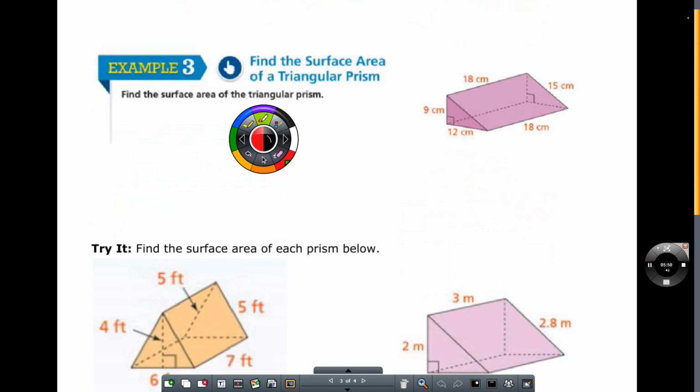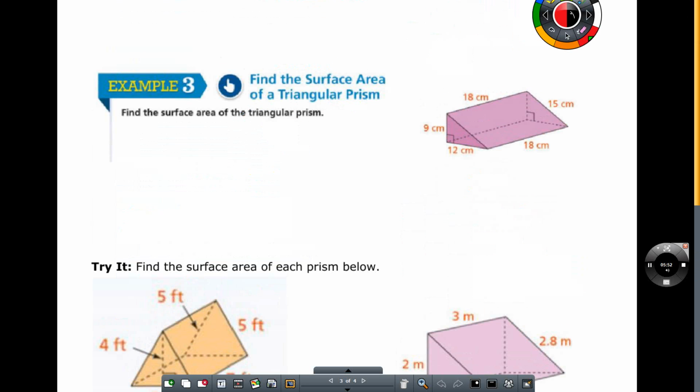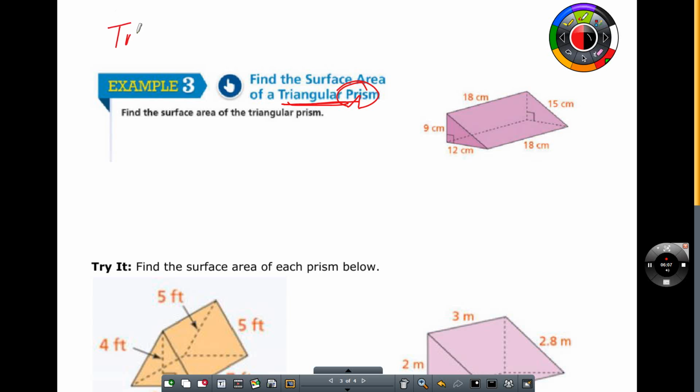All right, now that we're comfortable finding the surface area of a rectangular prism, let's talk about a triangular prism. The only difference about a triangular prism is we have 2 triangles instead of all sides that are rectangles. Now, since it's a prism, we know that the bases are the same. So the big thing to know about this is the triangles are equal. Right? So we only need to find the area of one of the triangles, and then we'll multiply it by 2.